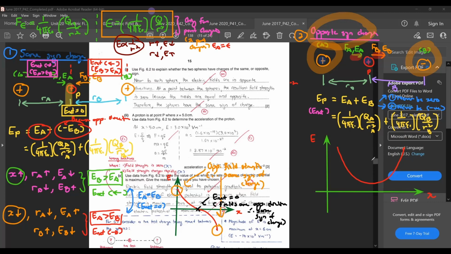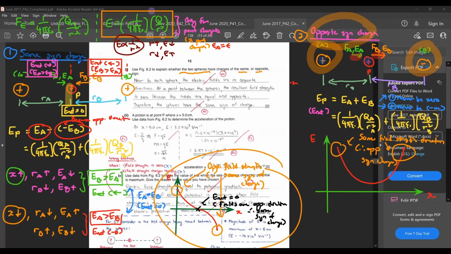So if let's say you're given a field strength versus distance graph like this, and then they again ask you to explain whether the two spheres have the same or opposite sign charge, your answer will more or less be the same. You will see right over here, you have same direction of field strength, same field strength direction. You have same field strength direction, therefore opposite sign charge. Okay, in your current case, this is the only answer you can say.